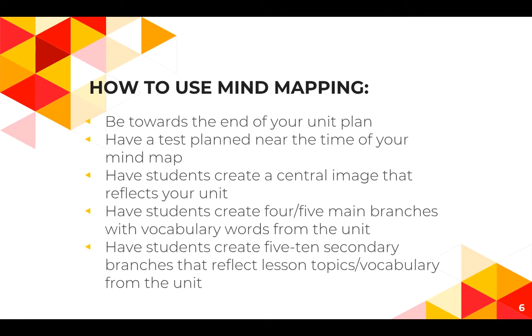Now, there are only three very simple steps in creating this learning strategy. You're going to have students create a central image that reflects your unit. You're going to have students create 4 to 5 main branches with vocabulary words from the unit. And then you're going to have students create 5 to 10 secondary branches that reflect topics and also vocabulary from the unit.